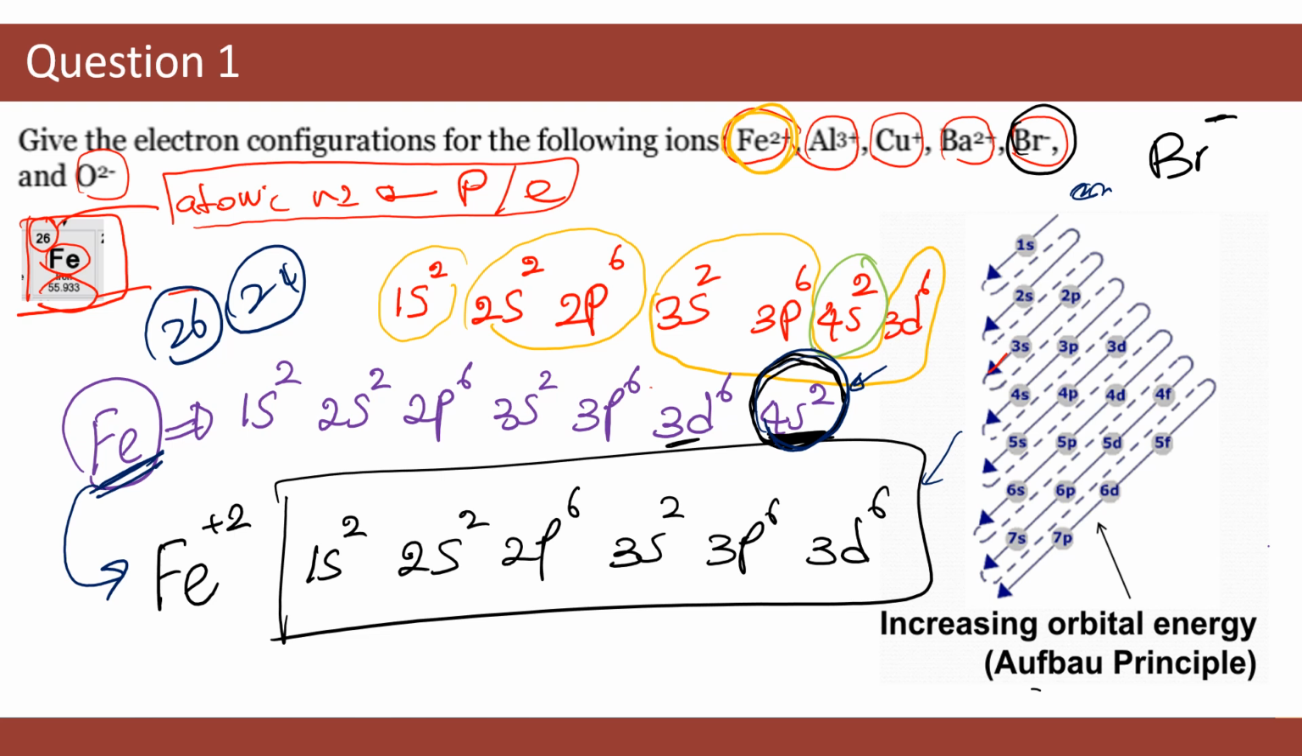If you have finished, you can do for aluminium. Aluminium has atomic number of 13. So write the electron configuration for aluminium, which has 13 electrons. You can write this one by yourself. You don't need S, SP, SPD.